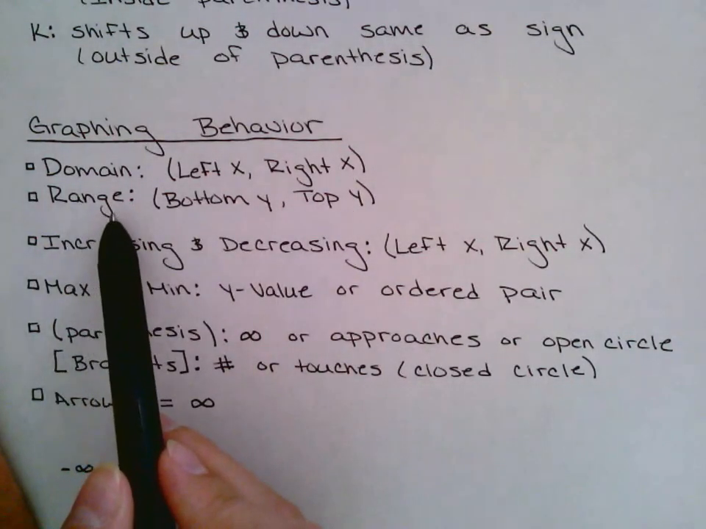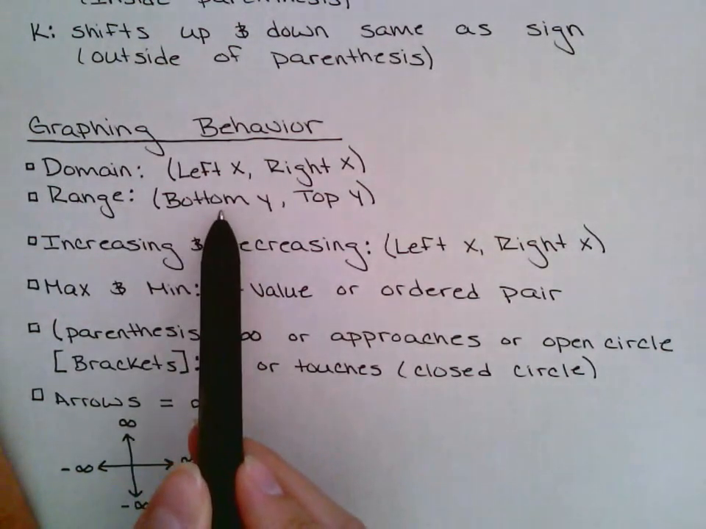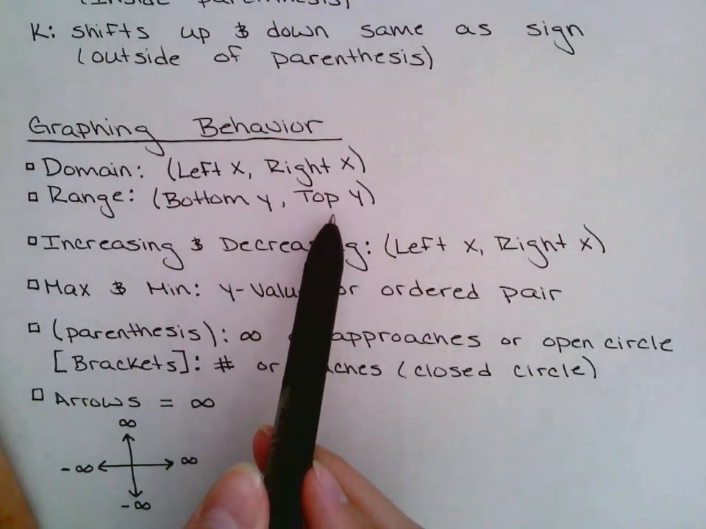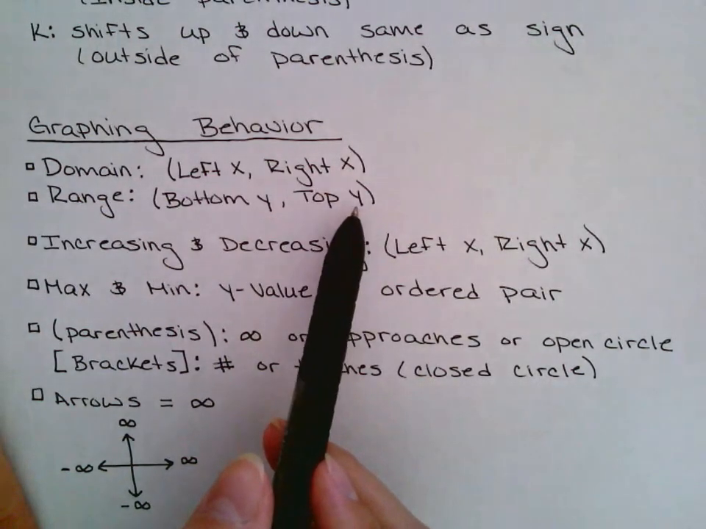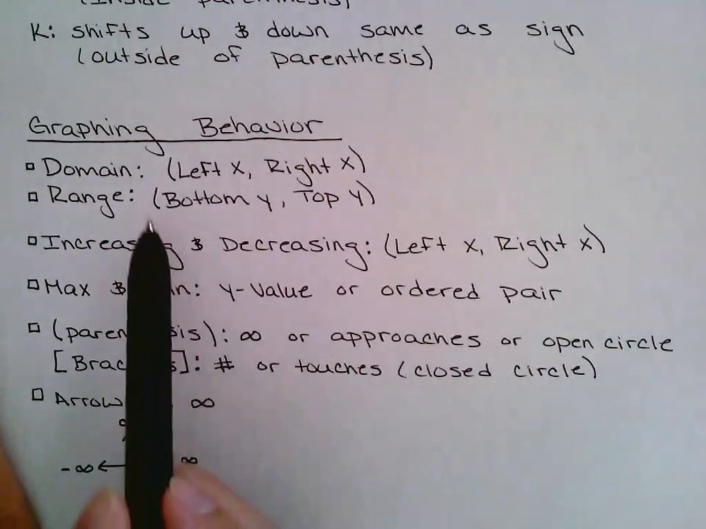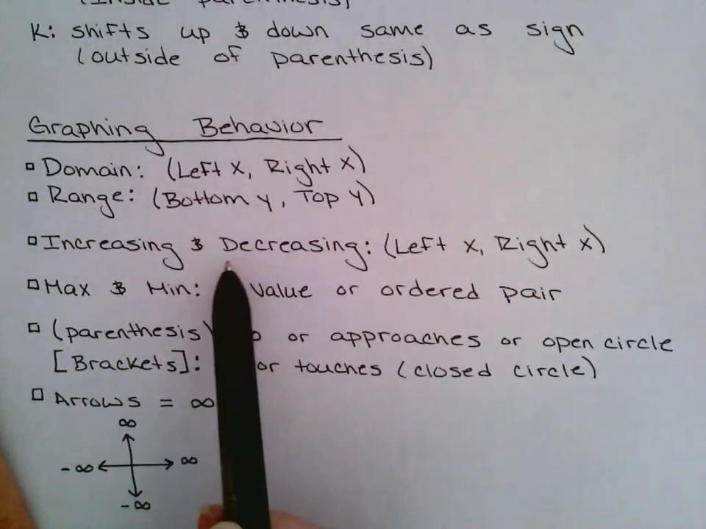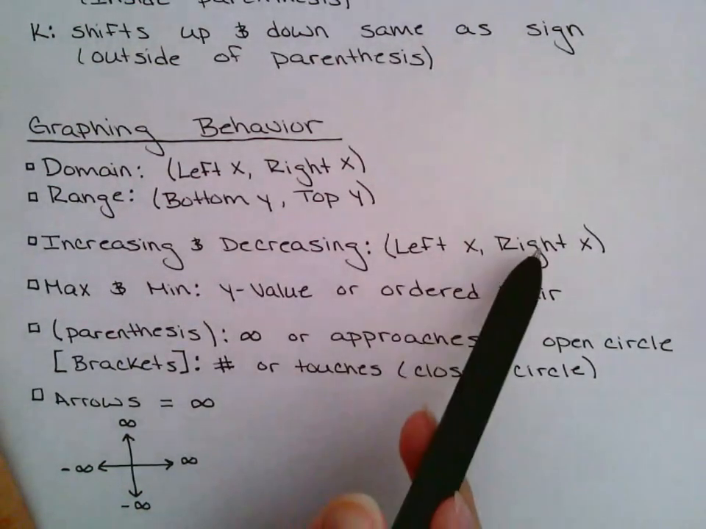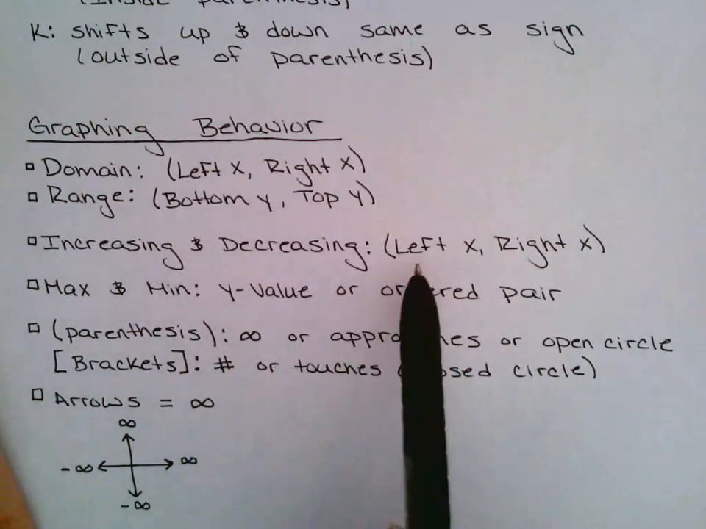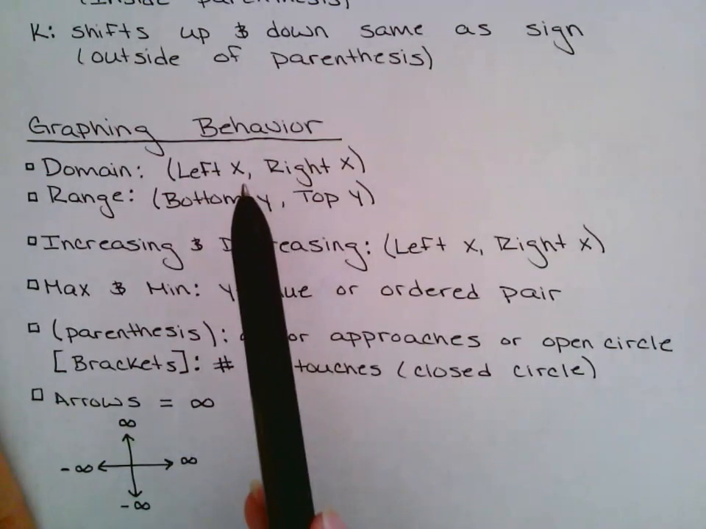Range is the same thing, but where it exists up and down. So we'll put the lowest y value that it exists at, and then the highest y value that it exists at, again with either parentheses or brackets, depending on what the scenario is. Increasing and decreasing, we're just literally checking from left to right when the function goes upward and downward. And we will list those in separate parentheses in the same exact way that we list domain.